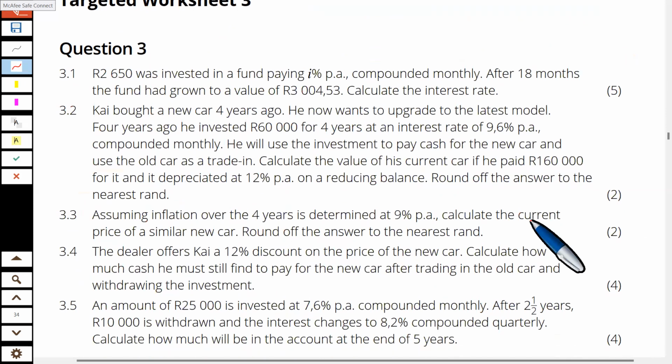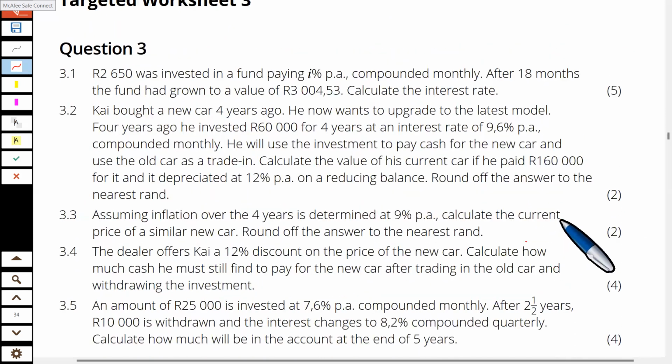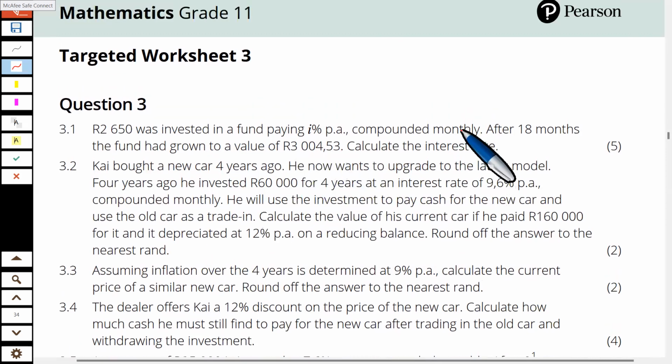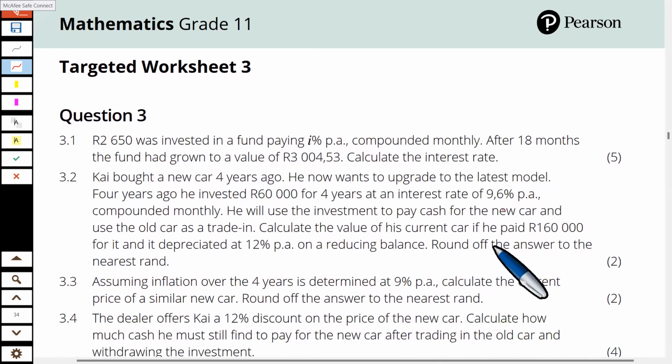Let's look at targeted worksheet 3. Right, there are a lot of finance questions here. But first, we're going to look at 3.1. I'm going to give you this one to try. The 2,650 was invested in a fund paying 5% per annum, compounded monthly. After 18 months, the fund had grown to a value of this. Calculate the interest rate. Right. Please just do this one in the least amount of time.